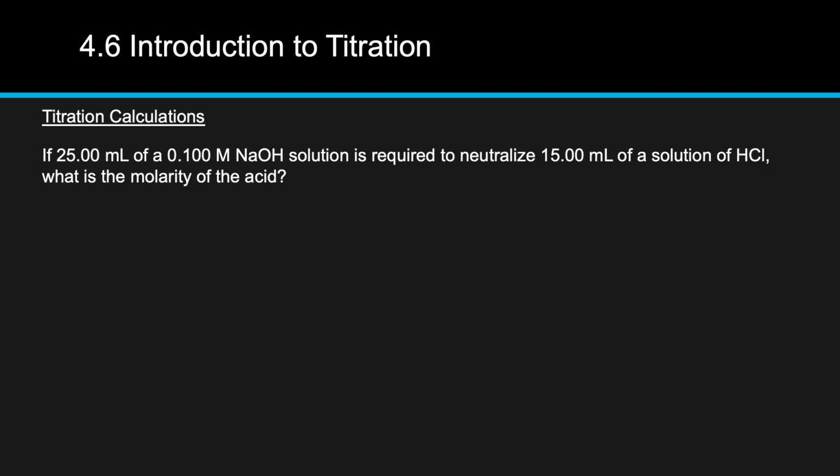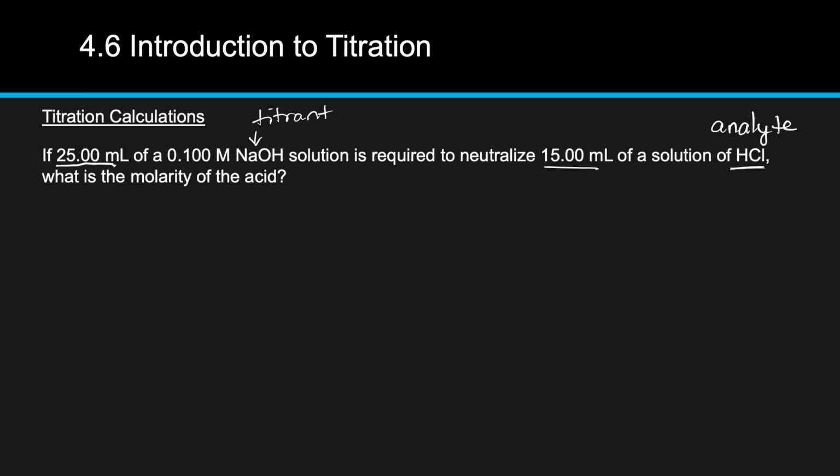So let's do an example of titration calculations. So we have 25 milliliters of a 0.1 molar sodium hydroxide, it's required to neutralize 15 milliliters of our solution of hydrochloric acid. So we can see we do not know the concentration of hydrochloric acid. So this is going to be our analyte that is in the Erlenmeyer flask, and sodium hydroxide is our titrant that's in the burette. So what it's saying is that we needed 25 milliliters from the burette in order to neutralize 15 milliliters of our acid that's in the flask.